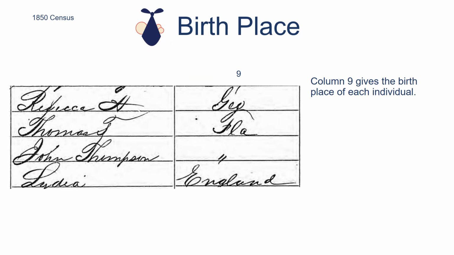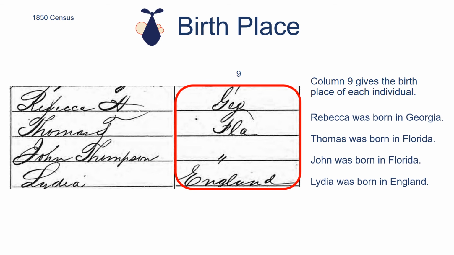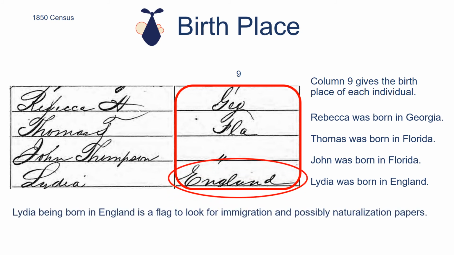Birthplace. Column 9 gives the birthplace of each individual. Rebecca was born in Georgia. Thomas was born in Florida. John was born in Florida. Lydia was born in England. Lydia being born in England is a flag to look for immigration and possibly naturalization papers.